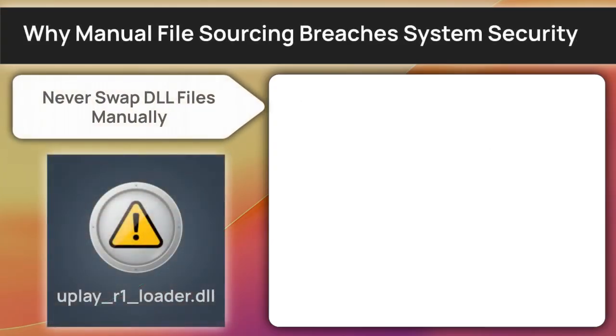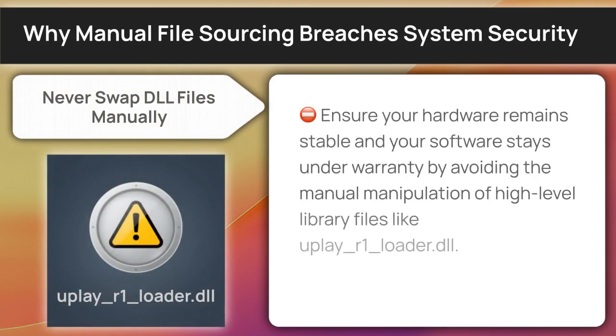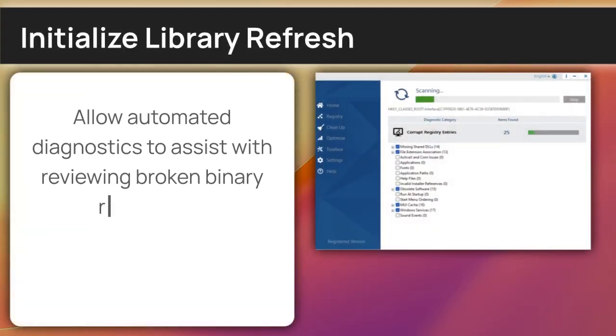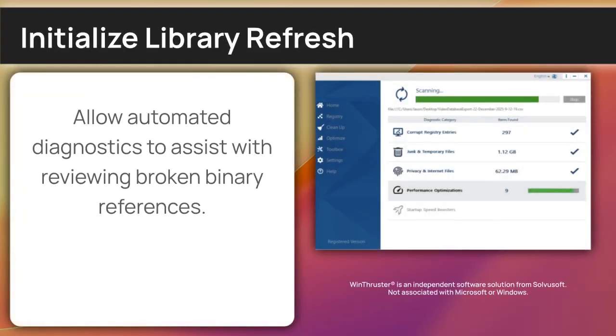From a systems engineering perspective, there is one major security pitfall I need to help you avoid. Always prioritize system safety by avoiding manual swaps of Uplay R1 Loader DLL. Downloading individual DLLs from third-party sites is a common way for hackers to inject spyware and ransomware directly into your operating system.